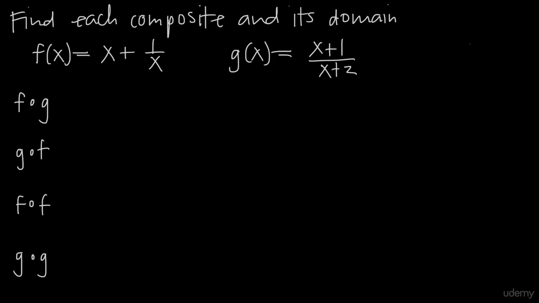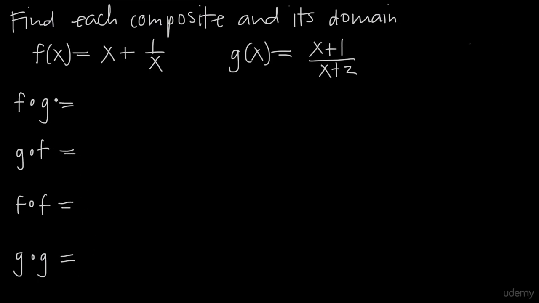In this particular problem, we've been asked to find the composites f circle g, g circle f, f circle f, and g circle g, given that f of x is x plus 1 over x, and g of x is x plus 1 divided by quantity x plus 2. So we've got these two functions. We need to find each of these four composite functions here, and once we find the composites, then we'll want to look at their domains.